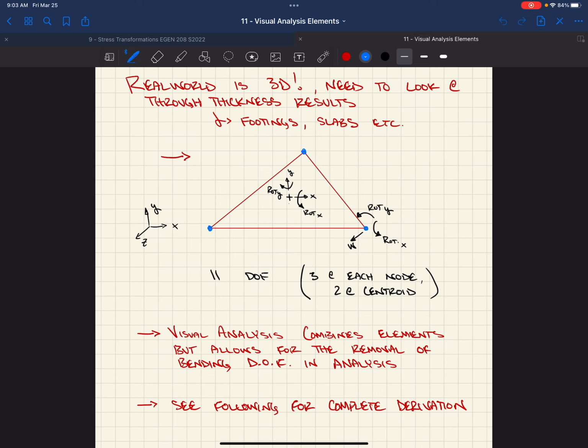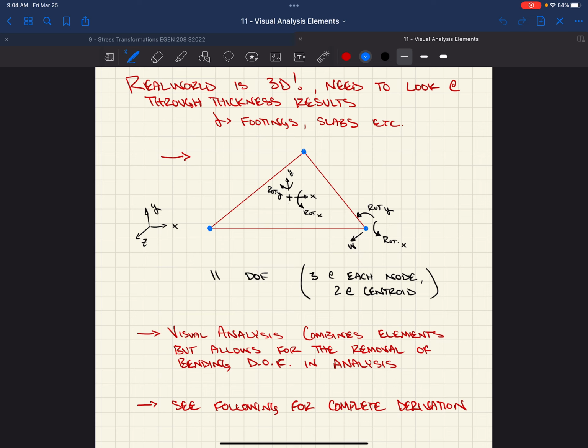So the real world's 3D, right? And we need to look at it in 3 dimensions. That means we need to look at the out of plane, the z-axis. We're not going to just consider stuff that behaves in membrane action or in plane, plane stress. We're actually going to allow ourselves to have out of plane loading, through thickness behavior. And so what does VA use? We're just gonna jump ahead.